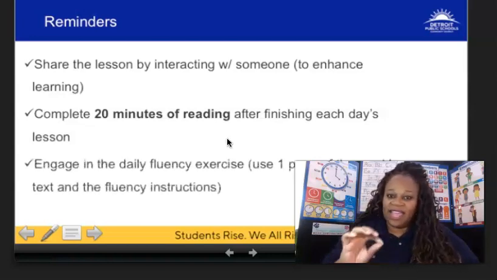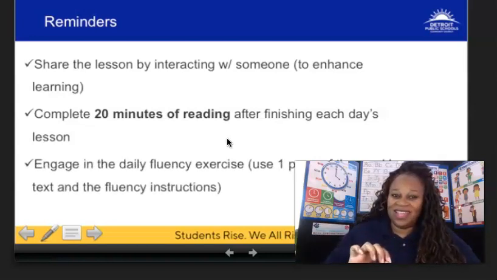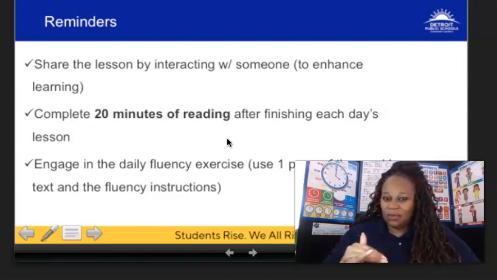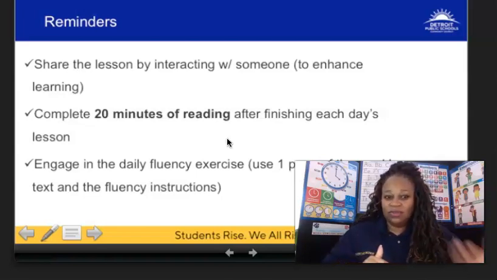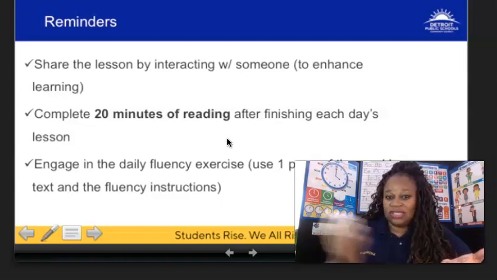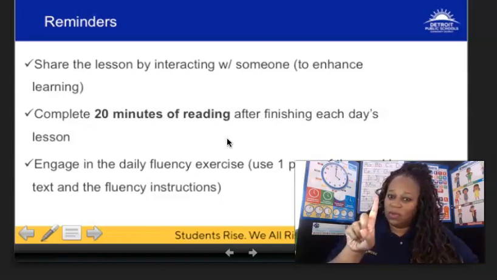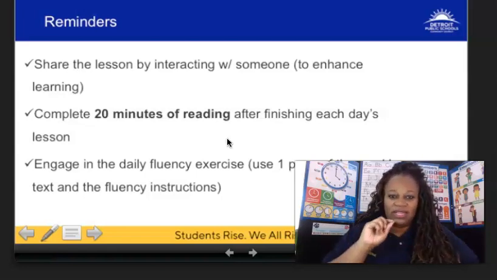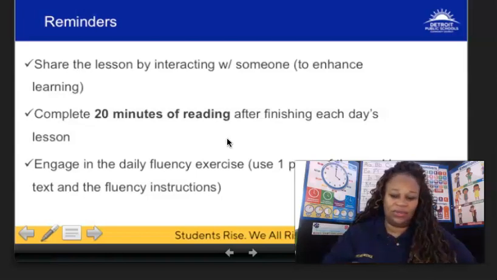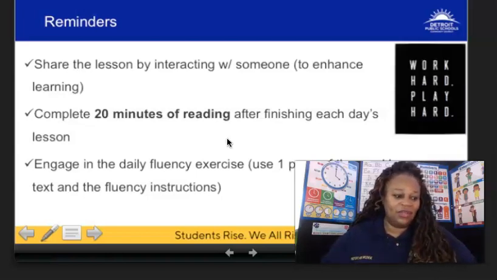Lastly, engage in your daily fluency exercise. That will be simple enough. Use the instructions that are in your packet, as well as just one page of the weekly text. So choose the page of Shakespeare that you would like to use. And continue to work hard, scholars.